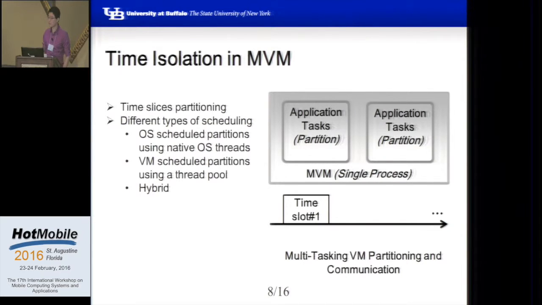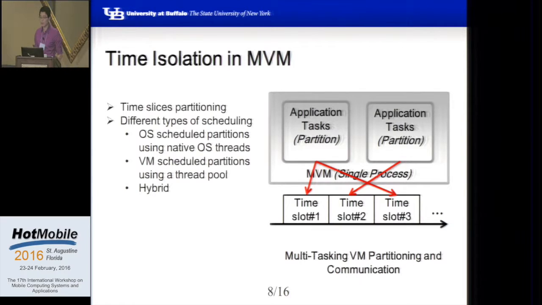To achieve the isolation I mentioned in the previous slides, it provides time isolation. Each of the tasks of an application are grouped and scheduled as a partition. Each partition has its own time slots for execution. The VM controller can start, suspend, and resume the execution of a partition. So different partitions take turns to run in their designated time slots.